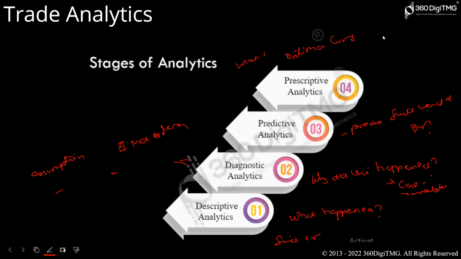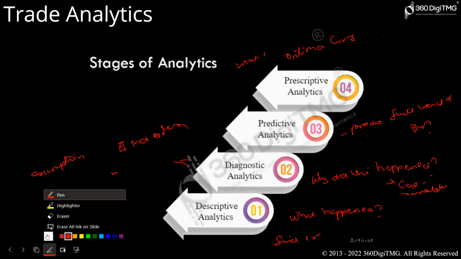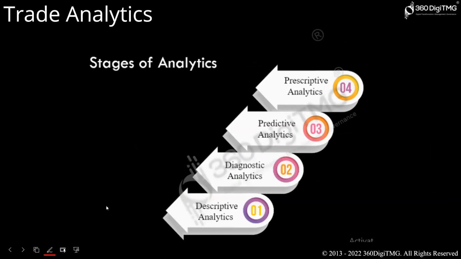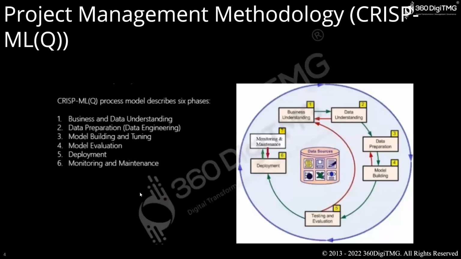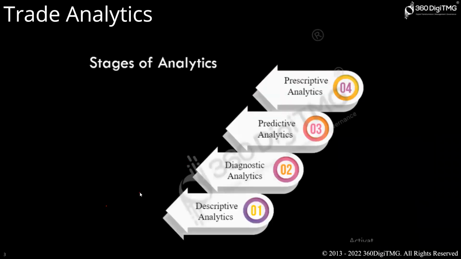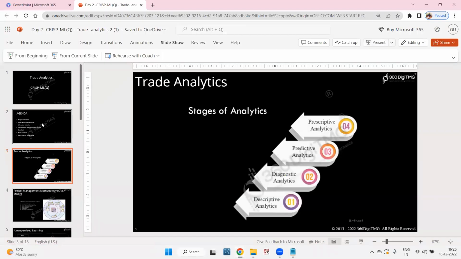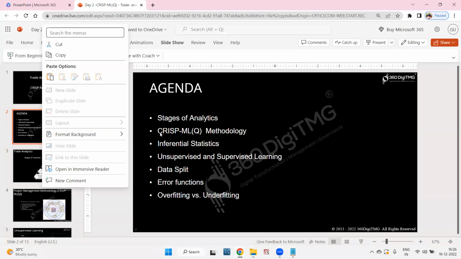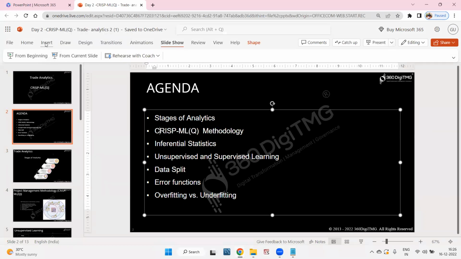So in the 4 stages of analytics, we talked about descriptive, diagnostic, predictive, and prescriptive stages of analytics. Yeah, let us look at another concept. The next primary thing we are going to look into is CRISP-ML(Q). So let me open a new slide.